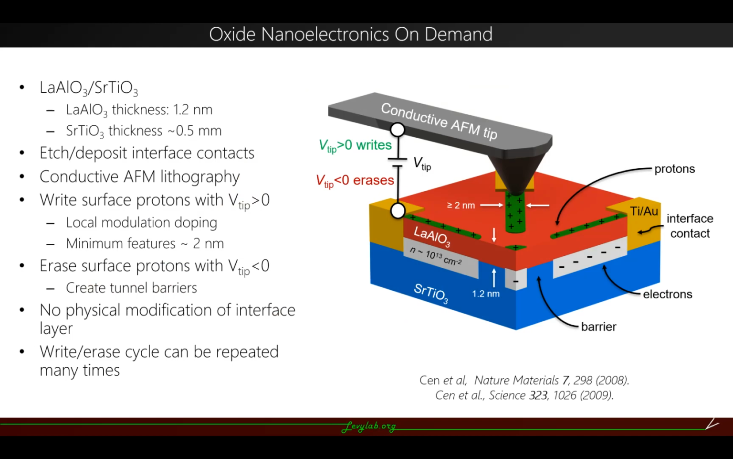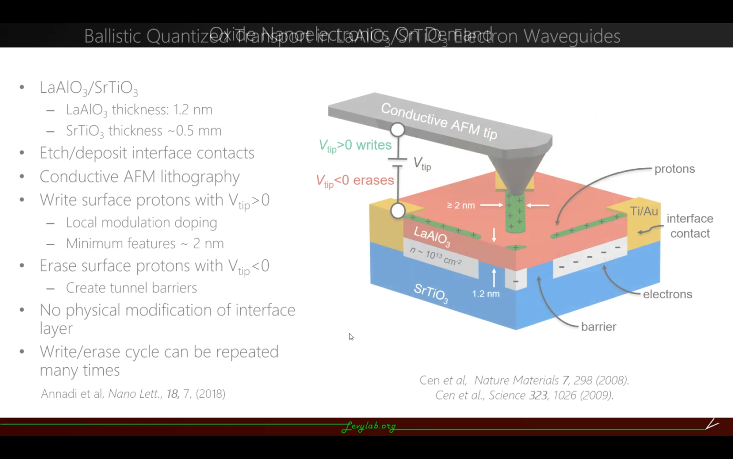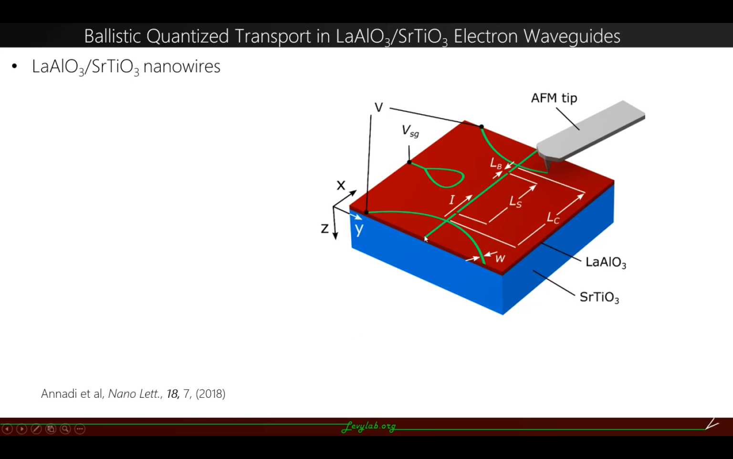So in our lab, we use the conductive AFM lithography procedure to write our nanostructures. So basically, we apply a positive voltage to the tip, which protonates the surface, attracting electrons to the interface, and the nanostructures can be as small as 2 nanometers. We can reverse the process by applying a negative voltage to the tip, and we use this technique to create our tunneling barriers. So using the conductive AFM lithography, we have written ballistic nanowires at the LaAlO3 interface. So here, if you notice, our main channel is separated from the source and drain by these highly transparent tunneling barriers, which allows us to tune their chemical potential with the help of a side gate.